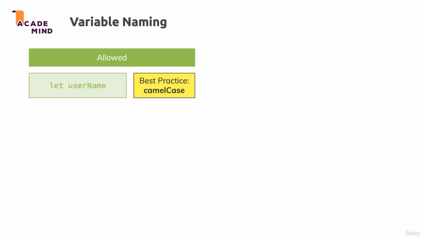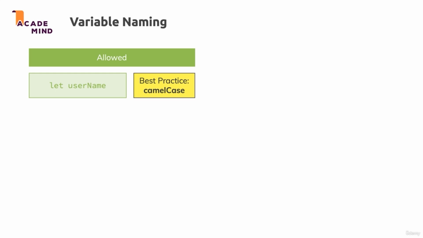So there are no blanks in there, no white space. That would actually be forbidden. But every word inside of the word, like name here in username, starts with the uppercase character to make that more readable. So that would be a variable name which is allowed. It also is a good name because it describes what's in the variable.